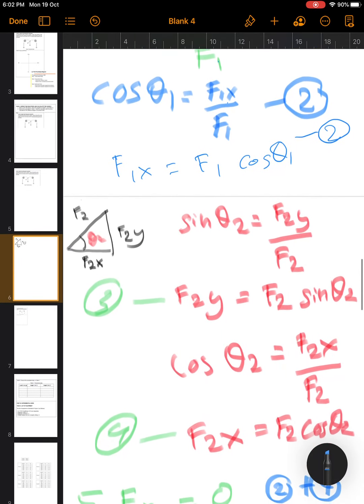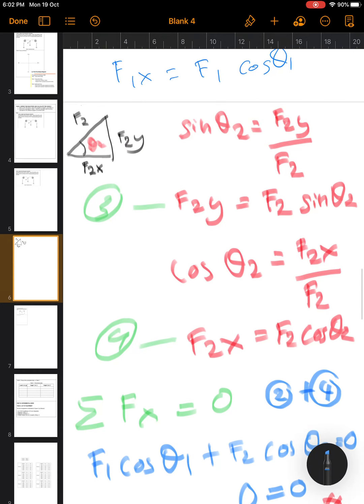Okay, next we go to theta 2. For theta 2, sin theta 2 here is equal to F2y divided by F2. So F2y is equal to F2 sin theta 2. Okay. Next, cosine theta 2 here is equal to F2x divided by F2. So F2x is equal to F2 cos theta 2.